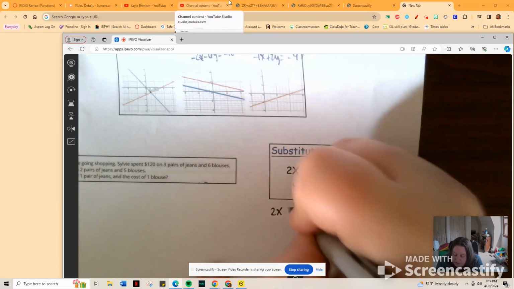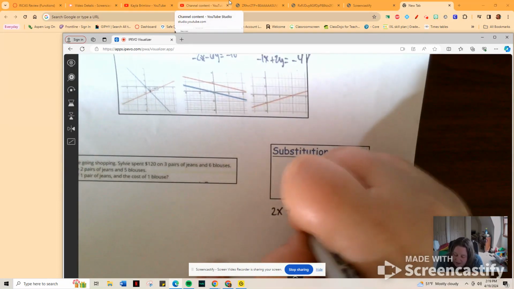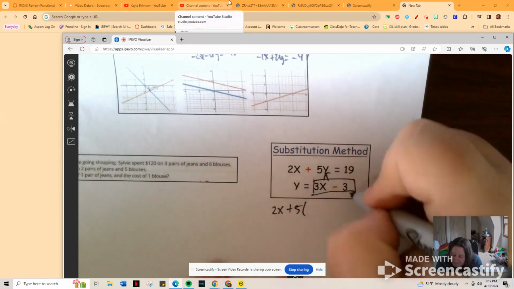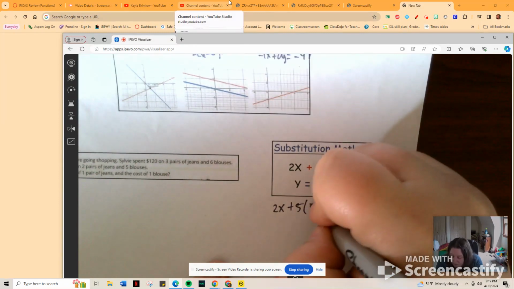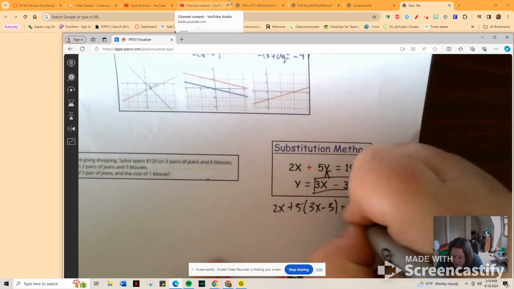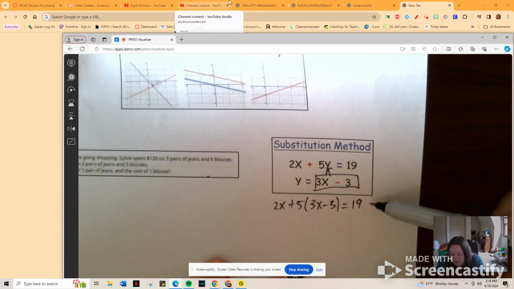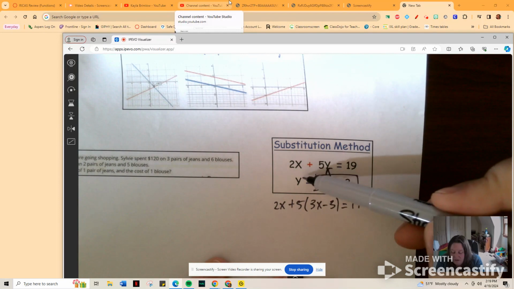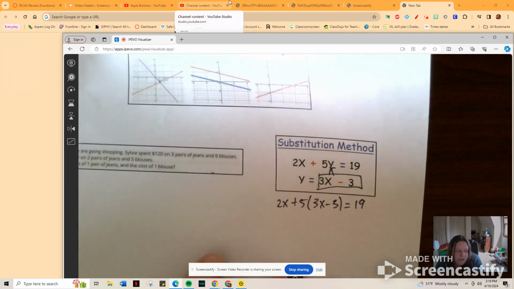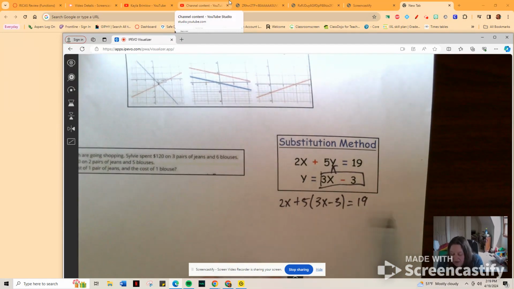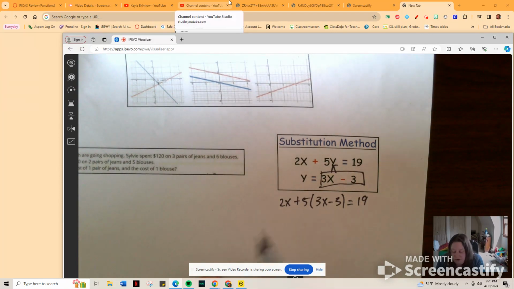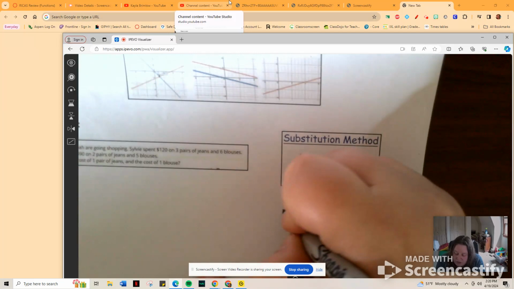So if I rewrote this, it would look like 2x plus 5, and then I'm going to multiply that by, once again, replacement, 3x minus 3 equals, finishing out the equation, 19. So this equation is exactly the same. The only thing I've done is replaced y with what it equals, 3x minus 3. And now I can solve this because I only have one variable. I can only solve for one variable at a time, which is x.